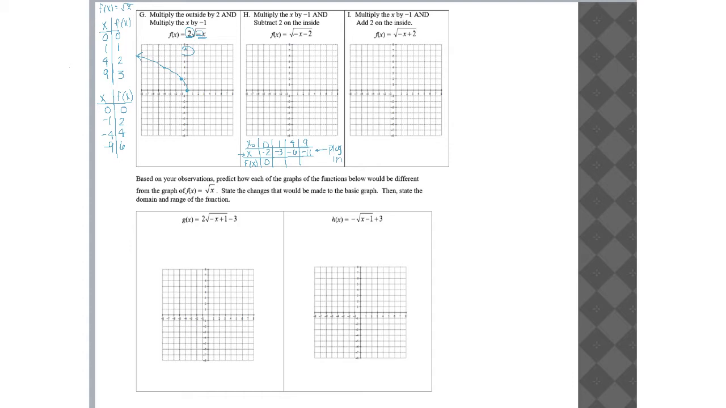Plug in -3. Well, if I plug in -3, that's going to make that +3. So that's going to give me 1. Square root of 1 is 1. And as you might have guessed, if we plug in -6, we are going to get +6 minus 2, 4. Square root of 4 is 2. And lastly, we'll get 3.